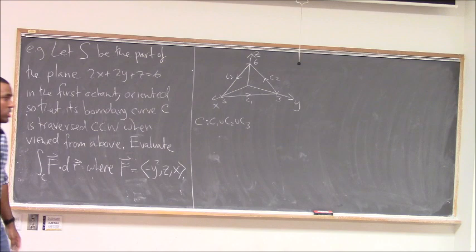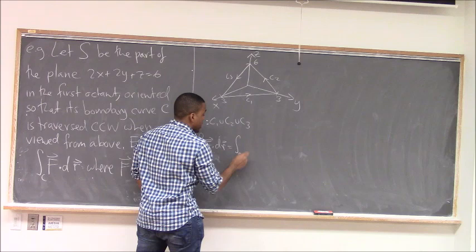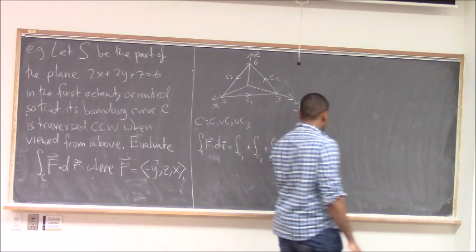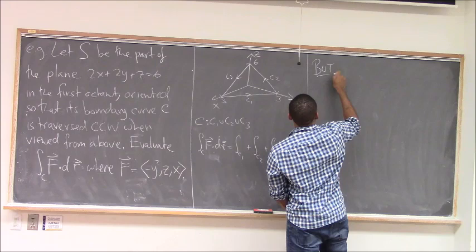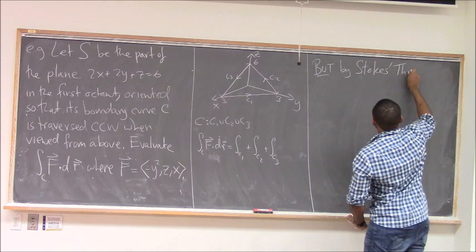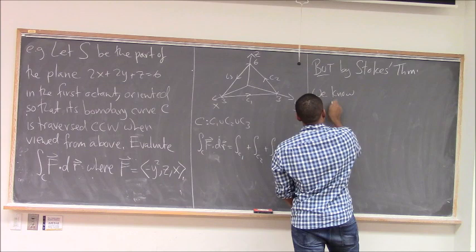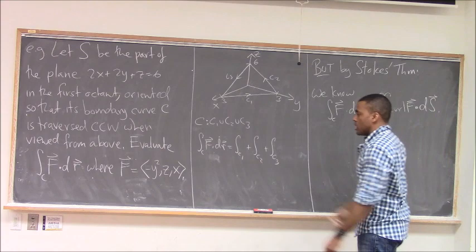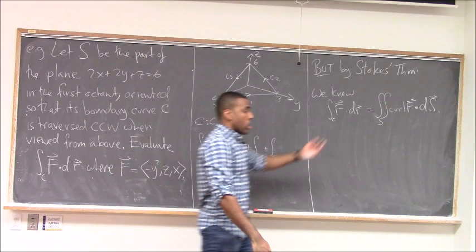If you want to do the line integral, F dot dr, you could do three line integrals. There might be cases where you'd want to do that or you have to do that. But I'm interested in doing the right side. By Stokes' theorem, we know that this integral of F dot dr is just going to be the double integral of curl F dot dS. So instead of doing three single variable line integrals, I can get away with doing one surface double integral over a vector field.